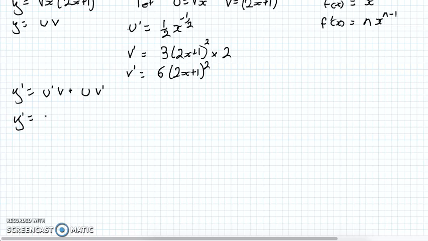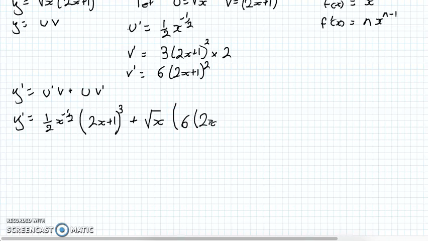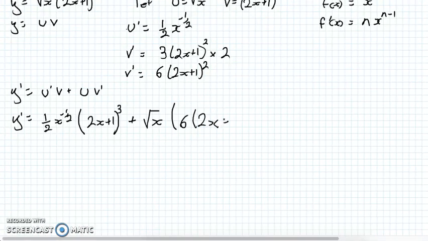So let's substitute these in and see what answer we get. So y dash is equal to a half x to the power of minus 1 on 2 multiplied by (2x plus 1) to the power of 3, plus the square root of x, because that's just what u is, multiplied by 6 (2x plus 1) squared. And that is our final answer.